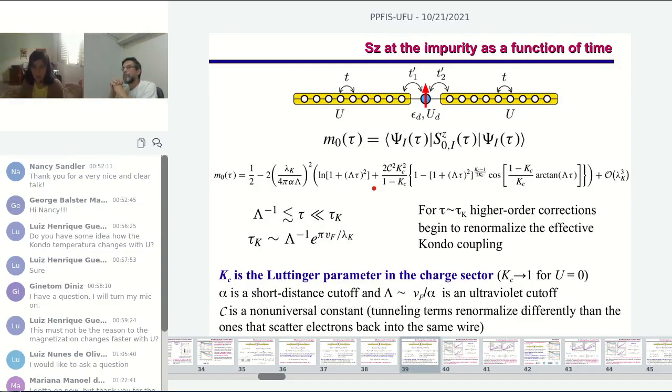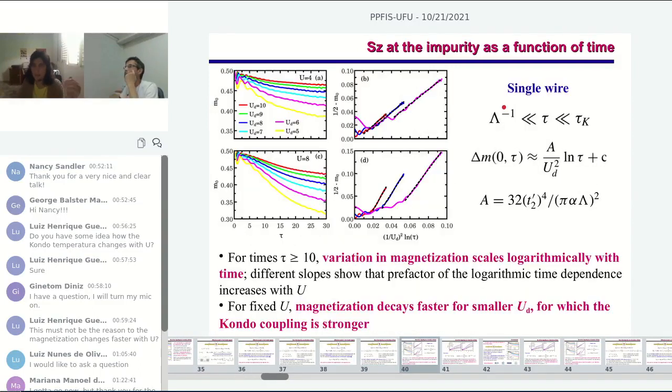I will now compare our analytical result with our numerical results, and I will do another approximation here. I will take tau much larger than 1 over lambda. Then the expression simplifies. Now we are looking at the results for only one wire. Then this is the simpler expression that we get. This is for the change in the magnetization, right? At t equal to 0, the magnetization is 0.5. So if we look at the change, that's what we have in the plots on the right.